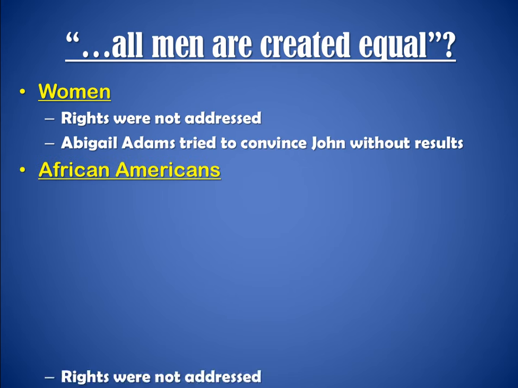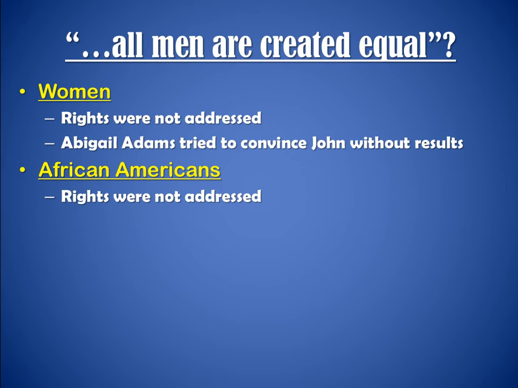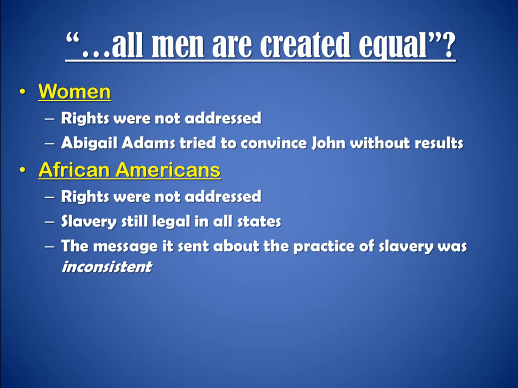And how about African Americans? Their rights also were not addressed at all in the Declaration. Slavery was still legal in all 13 states. The message it sent about the practice of slavery was inconsistent. In other words, the Declaration says that all men are created equal, but for some reason that didn't apply to African Americans. So the message in the Declaration of Independence about slavery, it's inconsistent. It doesn't really make sense. It says one thing, but then the colonists practiced another.